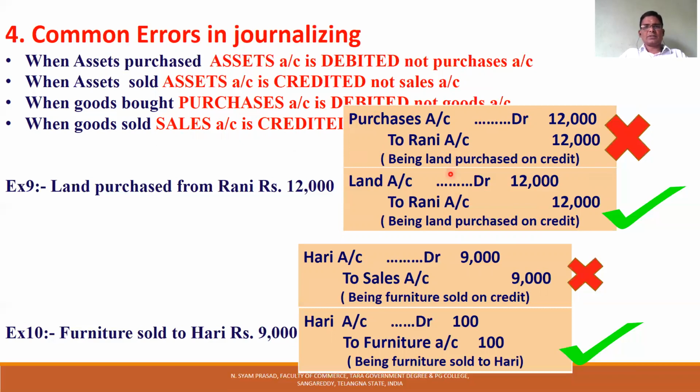Take the land purchase example. Usually students use the purchase account for whatever they purchase. But this is 100% wrong. When land is purchased, purchase account is not debited. Land account is debited, and because Rani is the giver, Rani account is credited. This is the correct way of writing. When fixed assets are purchased, land account is debited.